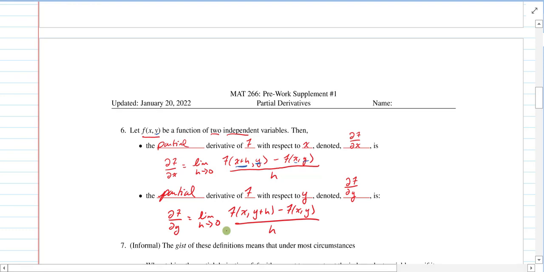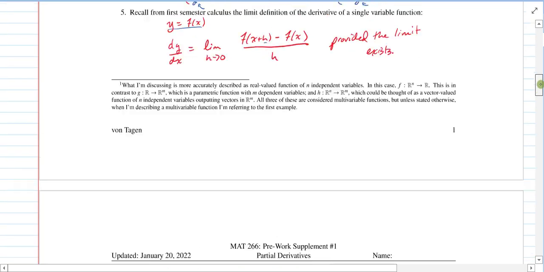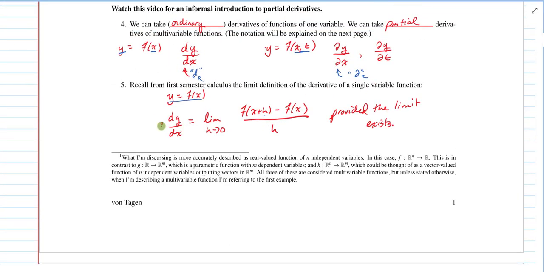So it is worth taking just a moment to compare and contrast these two partial derivative definitions with the original ordinary definition of the derivative that we learned in single variable calculus. So let's continue with this.